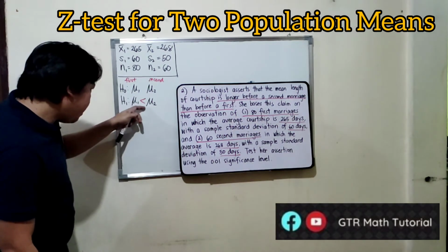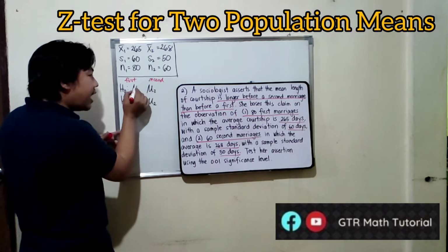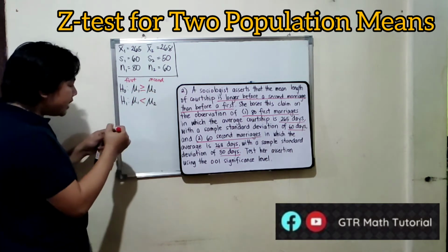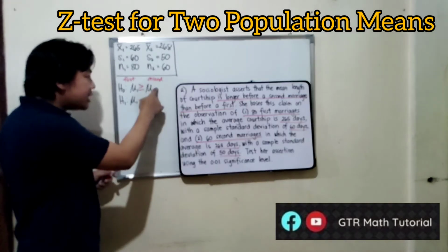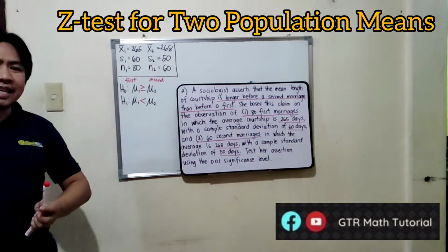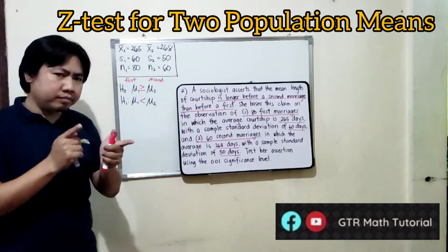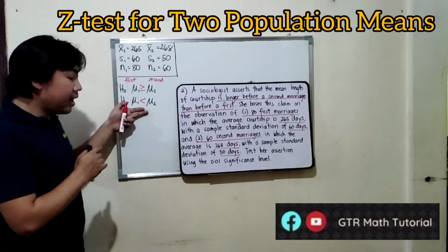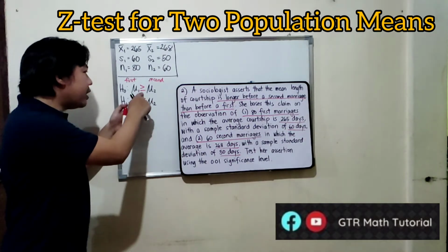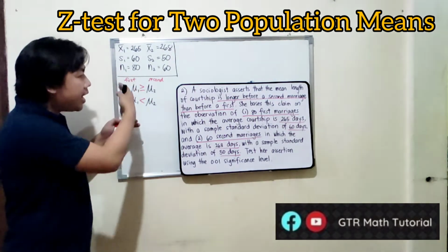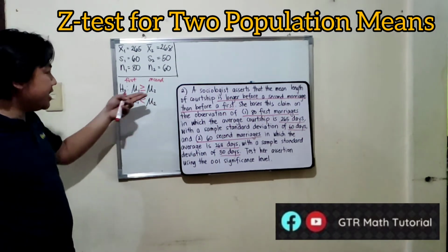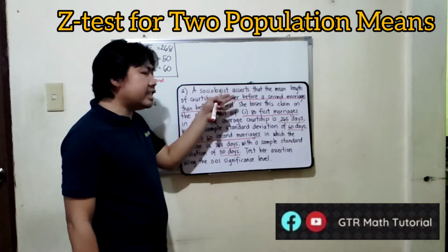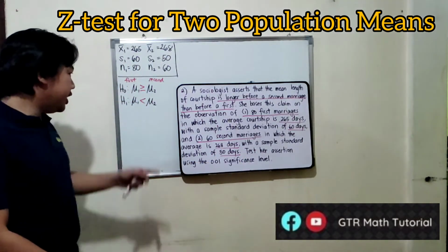So the partner of this for the null hypothesis is greater than or equal. That is our null hypothesis and alternative hypothesis. So always put the less than or greater than in the alternative, and the symbol with the equal sign in the null hypothesis. Okay, so we're going to test if the assertion of the sociologist is true. So this is the first step.